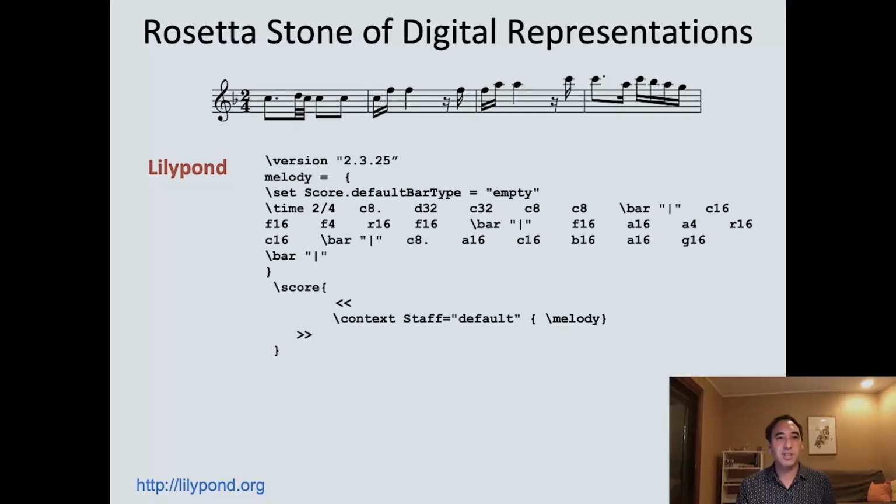LilyPond is actually a set of macros for the Scheme programming language, which is a kind of variant on Lisp. And so you can actually write computer code in LilyPond. And here we have the same representation. You can see, again, backslashes indicating starts of larger musical elements, time signatures, bar lines that are explicitly encoded with what they look like, and so on.